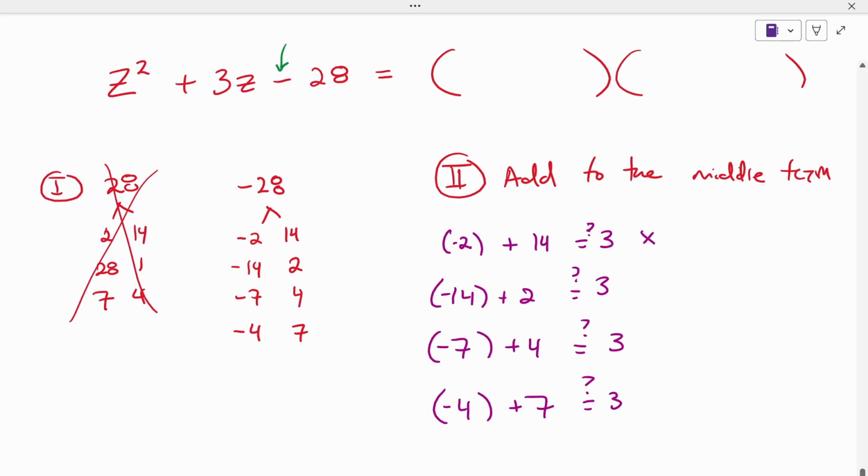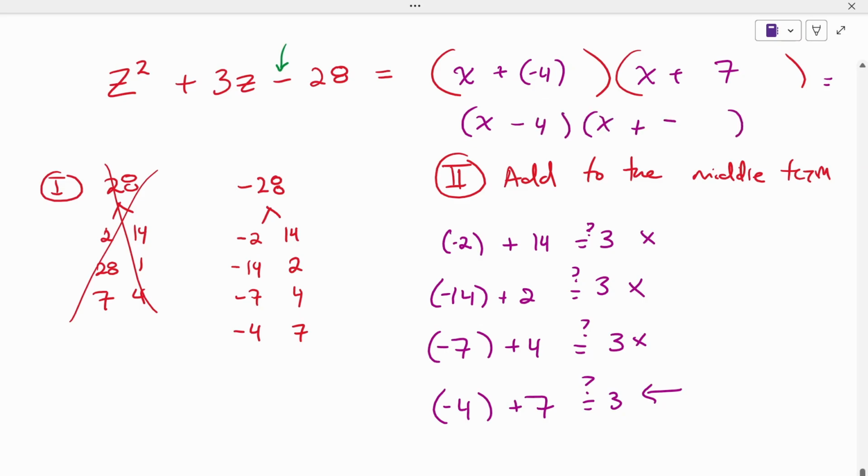Now, in each instance, by process of elimination, you should be able to find that negative 4 plus 7 works. If I owe you $4, but I have $7 in my bank account, when I go to pay you back, I will have $3 in my bank account. And so negative 4 plus 7 is the only way we can add to a positive 3. And what this tells us is I need to have an x plus a negative 4 and an x plus 7, or said another way, I need to have an x minus 4 as one factor and an x plus 7 as the other factor for this particular expression. And that's all we're going to do.